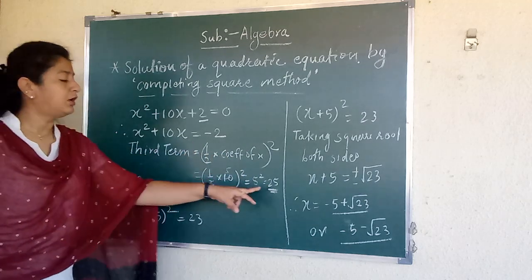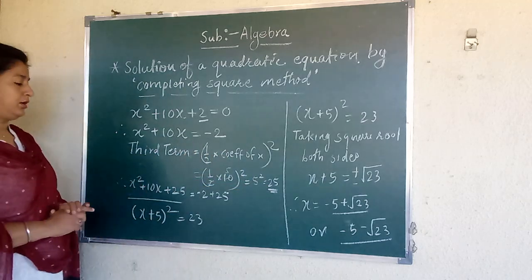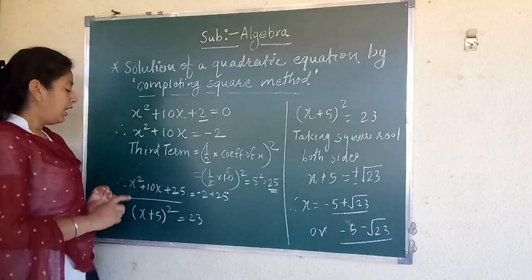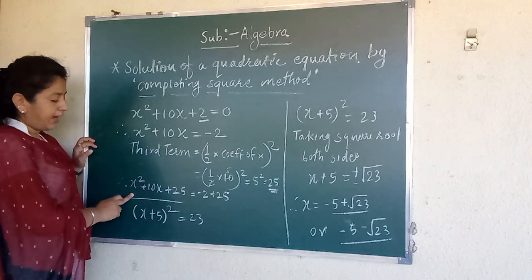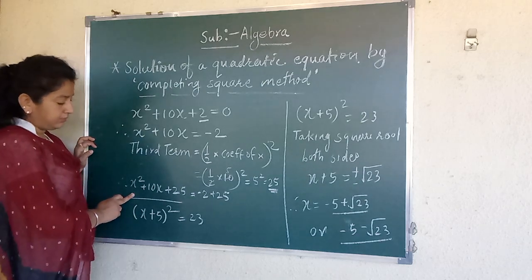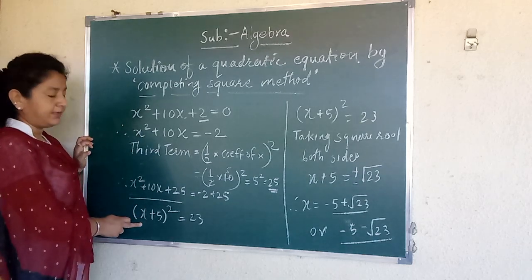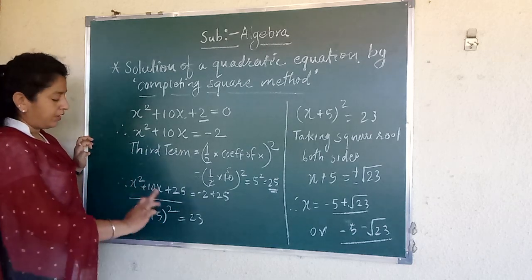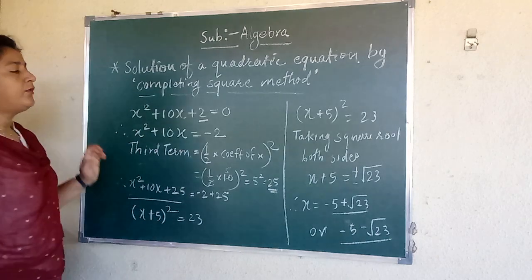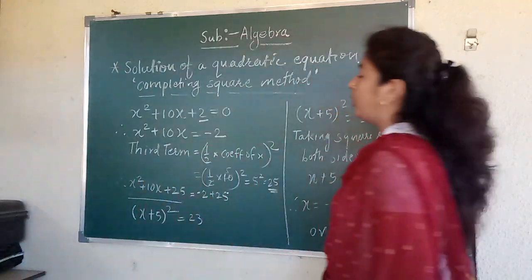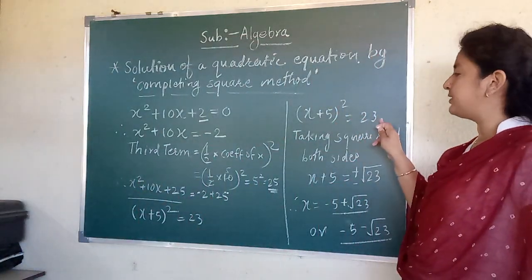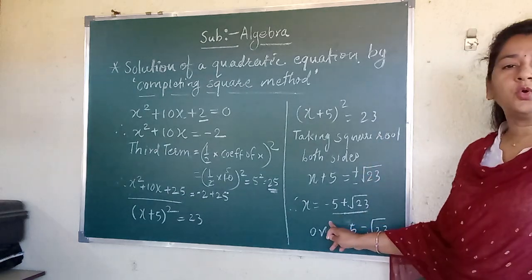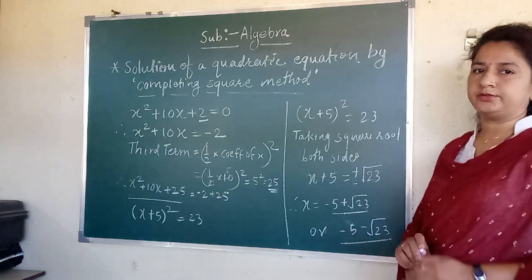After we get the third term, we have to add that third term to both sides, left hand side and right hand side. Now see, after adding, the answer is an expansion of which bracket, that we have to see. It is an expansion of x plus 5 bracket square. Then the next step, we have to take the square root of both sides, left hand side and right hand side. After taking the square root, we can get the roots of the given quadratic equation.